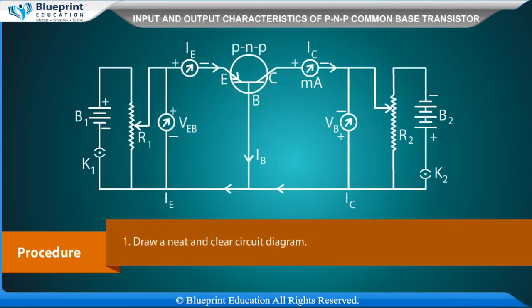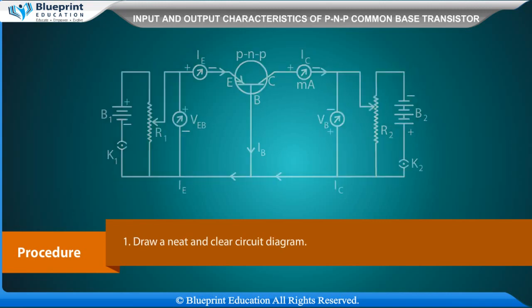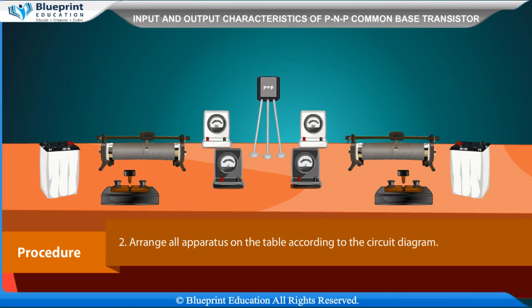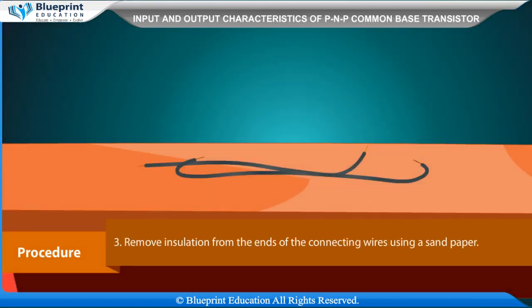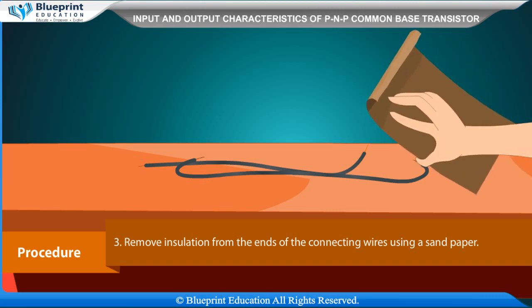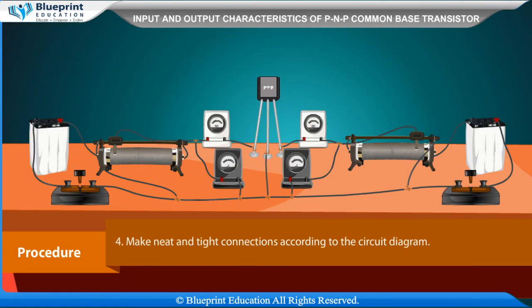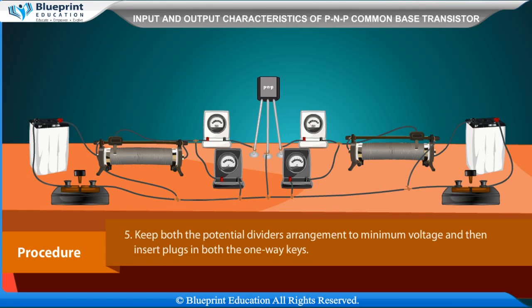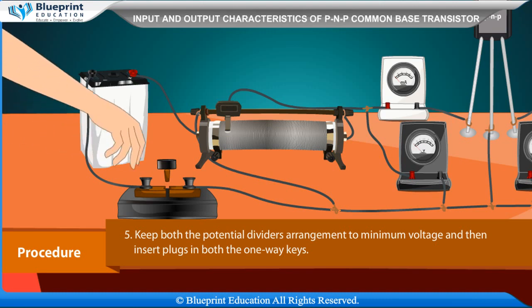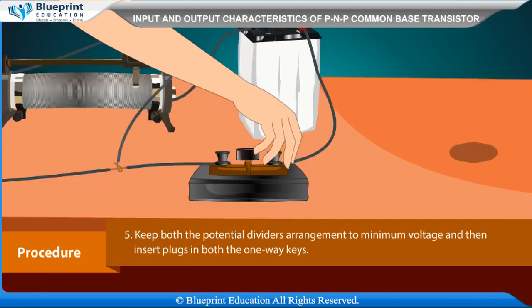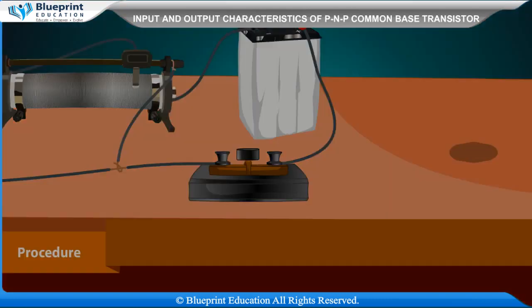Procedure: draw a neat and clear circuit diagram. Arrange all apparatus on the table according to the circuit diagram. Remove insulation from the ends of the connecting wires using a sandpaper. Make neat and tight connections according to the circuit diagram. Keep both the potential dividers arrangement to minimum voltage and then insert plugs in both the one-way keys.